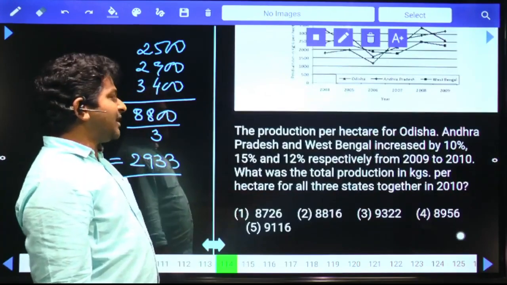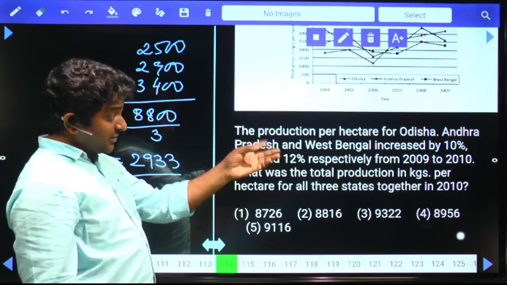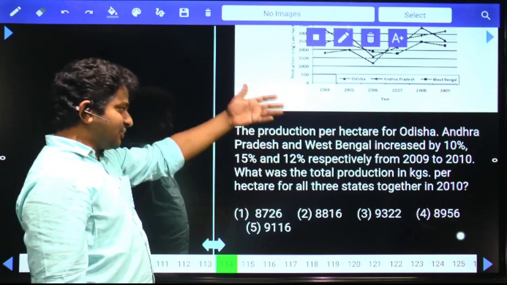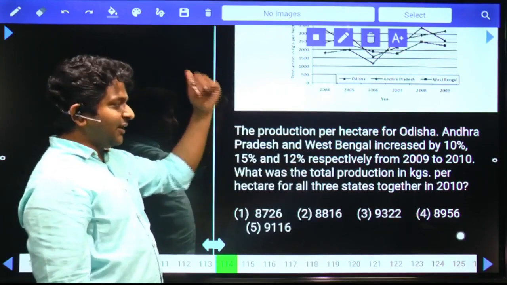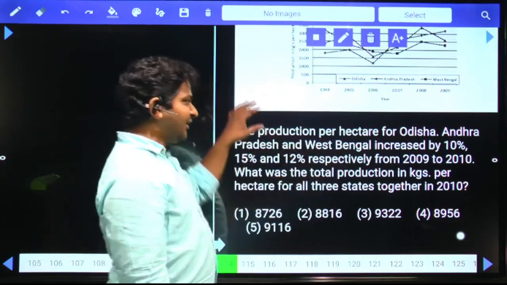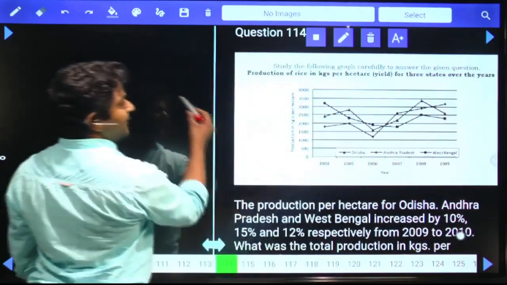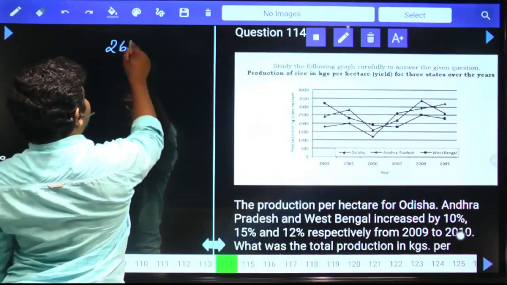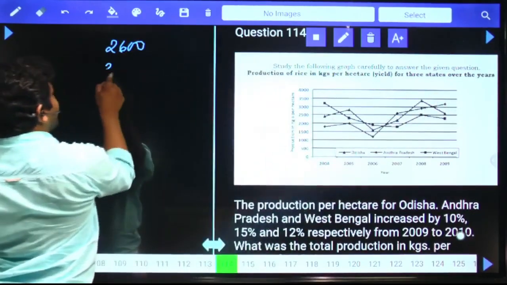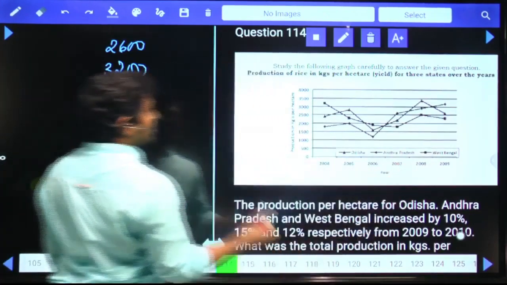Production per hectare for Odisha, Andhra Pradesh, West Bengal increased by 10, 15, 12% from 2009 to 10. What was the total production per hectare for all 3 states together in 2010? Let us write the increasing values later, but let me first concentrate here. Odisha, triangle in 2009, that is equal to 2600. Andhra Pradesh diamond 3200. West Bengal 2300.